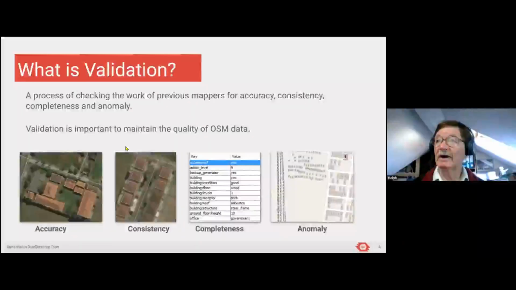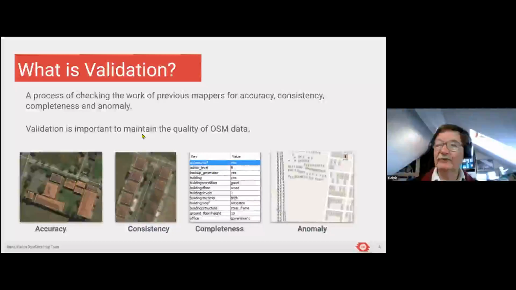Right. What is validation? Validation is simply a process of checking the work of a previous mapper for accuracy, consistency, completeness, and any anomalies that may exist. And of course, because we are all mapping directly onto OpenStreetMap, we have to maintain the quality and the standard according to OpenStreetMap.